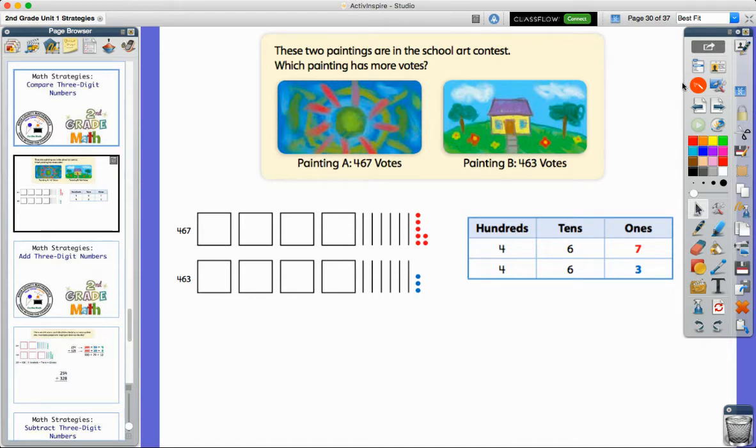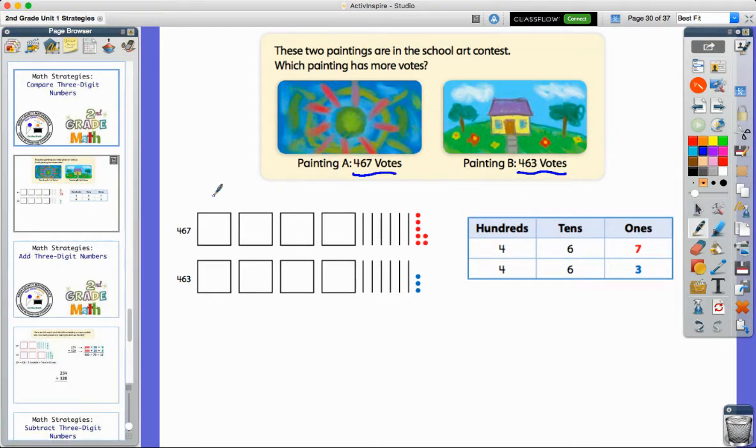It says these two paintings are in the school art contest. Which painting has more votes? So we see here in the problem itself that it tells us that this painting has 467, this one has 463. And so we're going to compare the place value and be able to decide which number is bigger. So we can start with our quick draw.